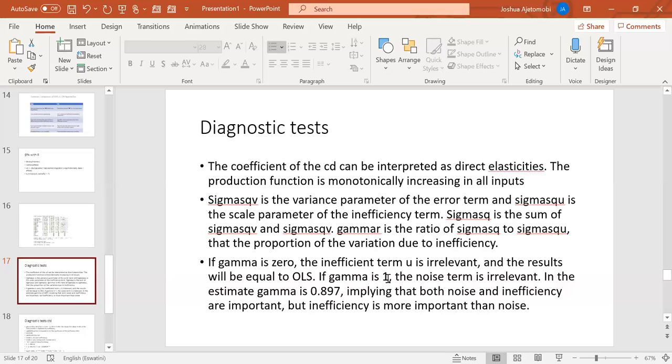If gamma is one, it means the error term is irrelevant. It means every problem in the model is due to inefficiency. But if it is less than one, I will show you again in the model, then you will interpret it for me when we get back to R. But the moment your gamma is less than one, it means both the error term and the inefficiency are very, very, very important. But inefficiency is more important than noise, because you know, this is almost one.